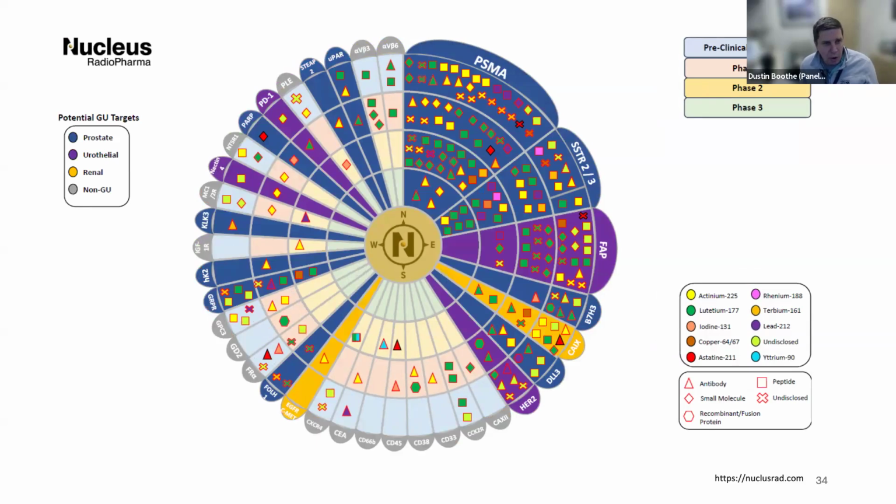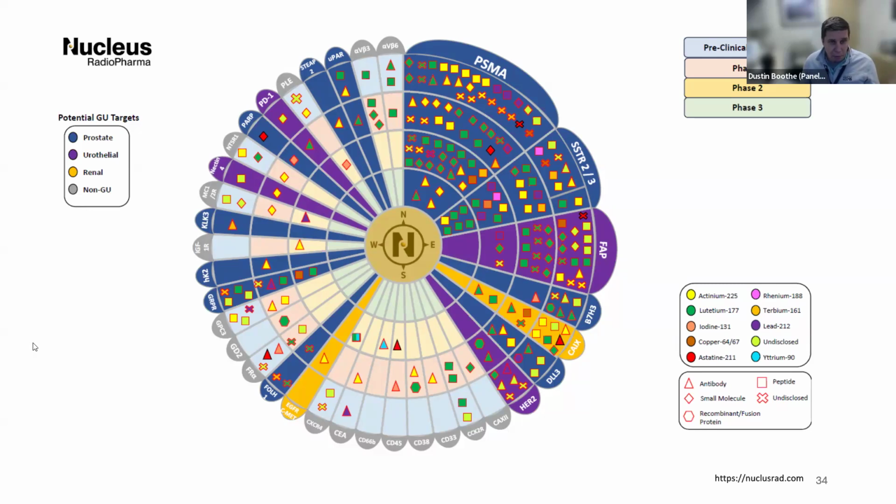In the dark blue are all the potential prostate targets. It's a little misleading because PSMA started with prostate, but if you really look into it, it's neither prostate only nor specific, even though it's prostate specific membrane antigen. You also have SSTR2/3, which is predominantly for neuroendocrine, but there's work looking at it for dedifferentiated neuroendocrine prostate cancer. In the dark blue, this is all the prostate stuff and the potential prostate stuff.